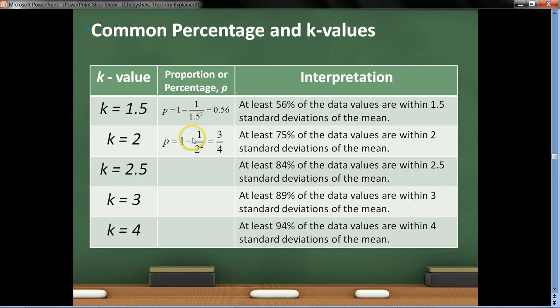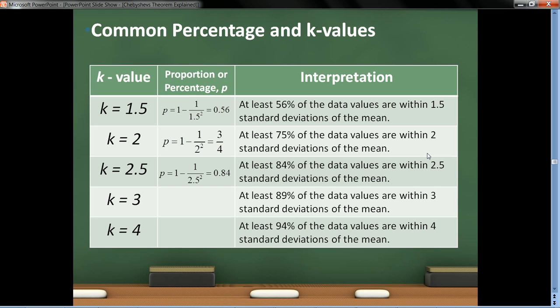If k is 2, what do we get there? 1 minus 1 over 2 squared. That's 1 minus 1/4, or 3/4. So at least 75% of the data lies within 2 standard deviations of the mean. Now, we're saying at least 75% because it could be more, and quite often is, depending on how the data is distributed. But this is the least we can say.